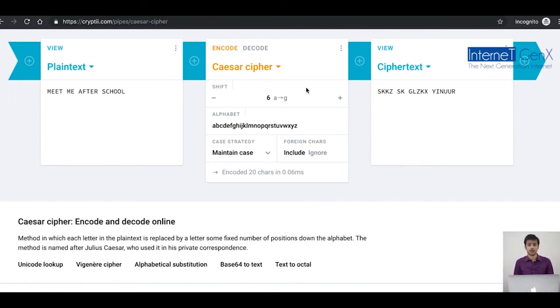Obviously it's not advised to use the Caesar cipher or any of these simple substitution ciphers if you are dealing with critical stuff. For those kinds of things, you have many modern ciphers like RSA, ECC, and other ciphers. So now let's move on to another important classical cipher, the Vigenère.